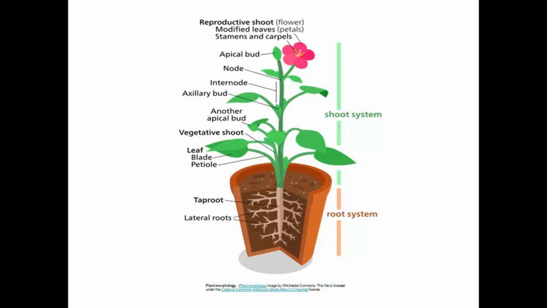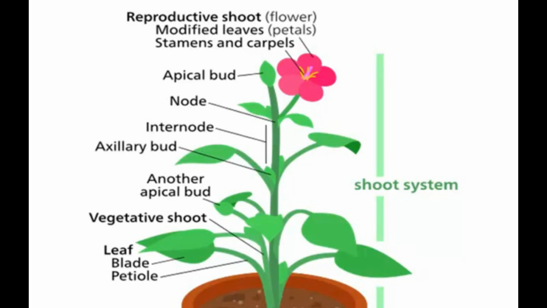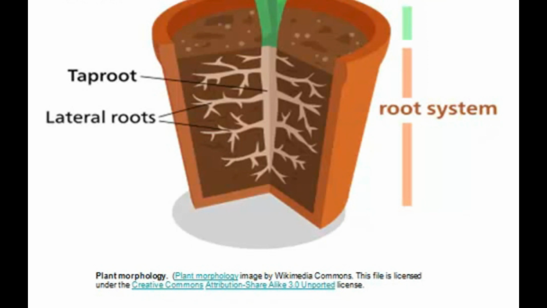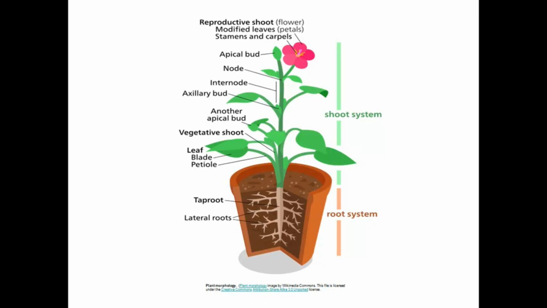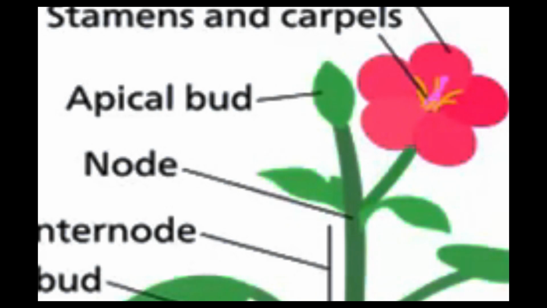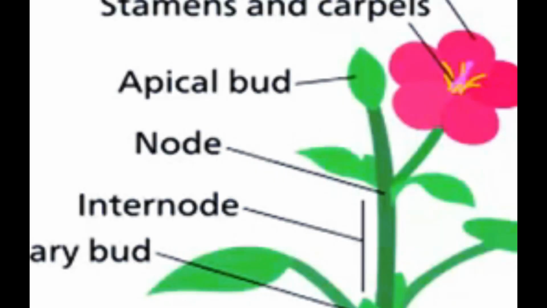In this diagram of a plant, the above ground portion is the shoot system, made up of the stem, leaves, and flowers. The below ground portion is the root system. Here you see a taproot and lateral roots growing from the central taproot. The apical bud is where the shoot apical meristem is located. The area on the stem where a leaf attaches is termed the node, and the region along the stem between the nodes is termed the internode.